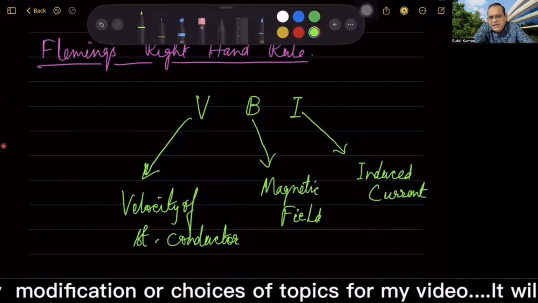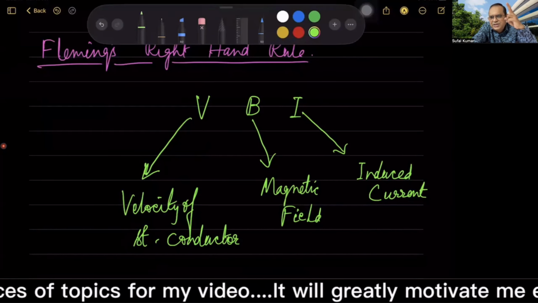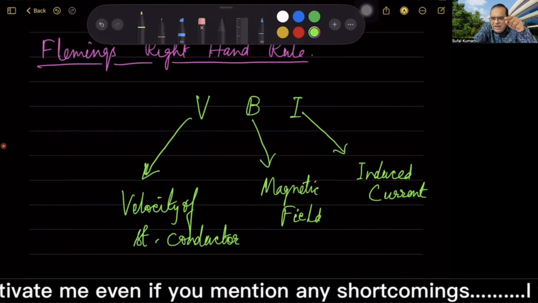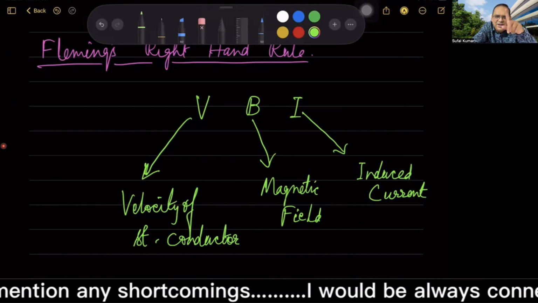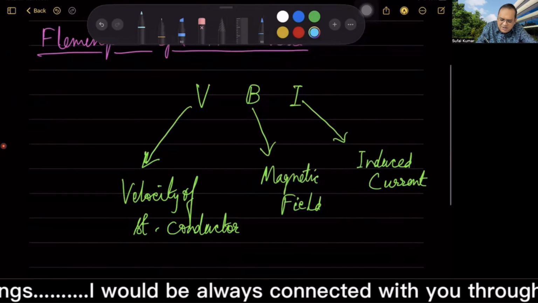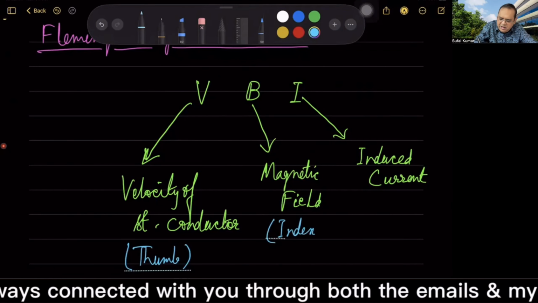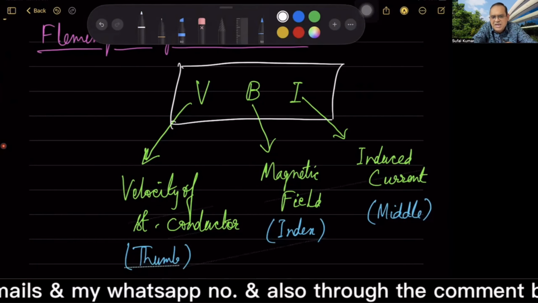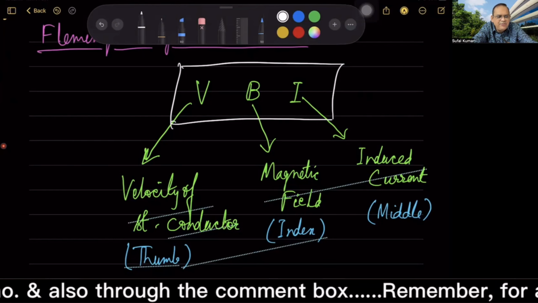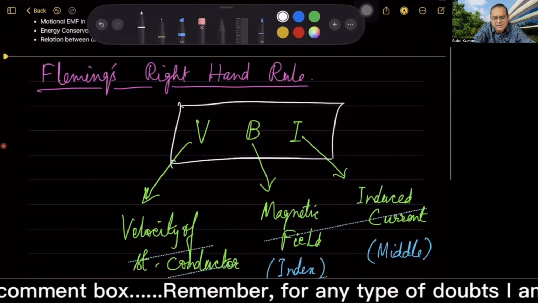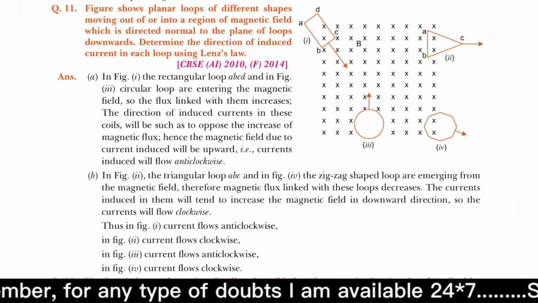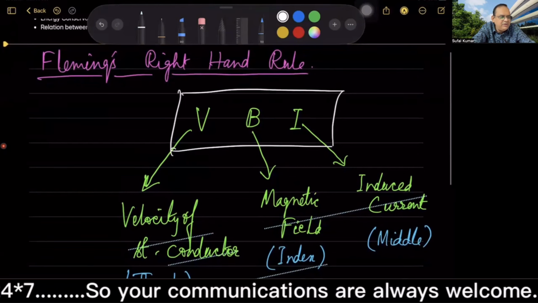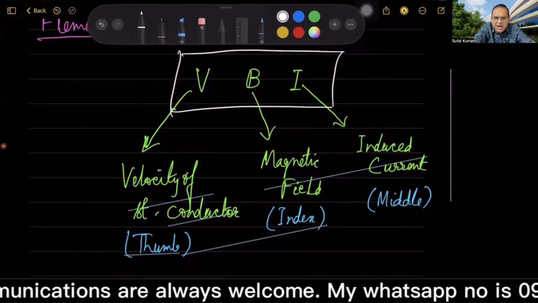When two of these three directions are given and the third is to be found, then only Fleming's right hand rule is to be applied. I must mention it is thumb, index, middle, and you should remember VBI instead of FBI. So this was Fleming's right hand rule. Whenever we need it, we'll apply it.